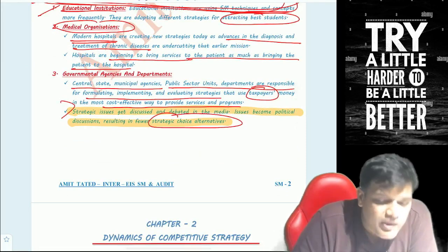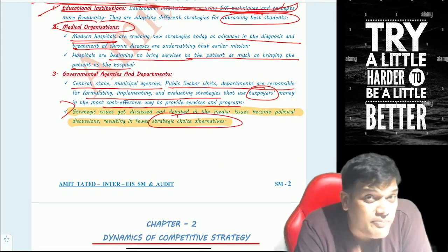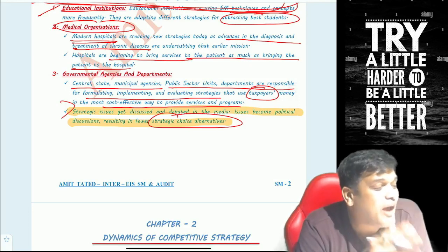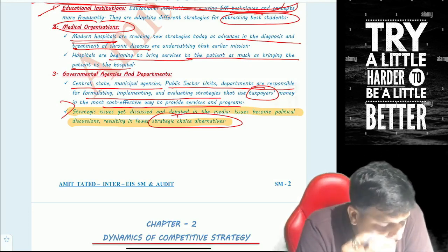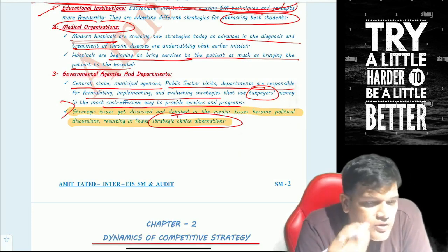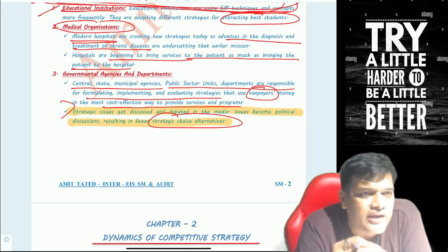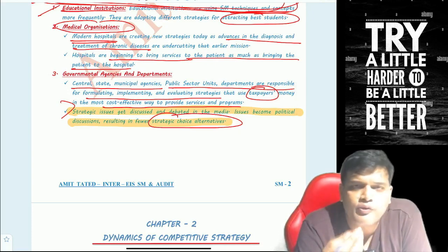What does that mean? Because of the political discussion, because the interest of taxpayers is there, you can't modify strategy according to each person. This is something you need to understand. I discussed this particular point. We spent approximately 35 to 40 minutes on this chapter.